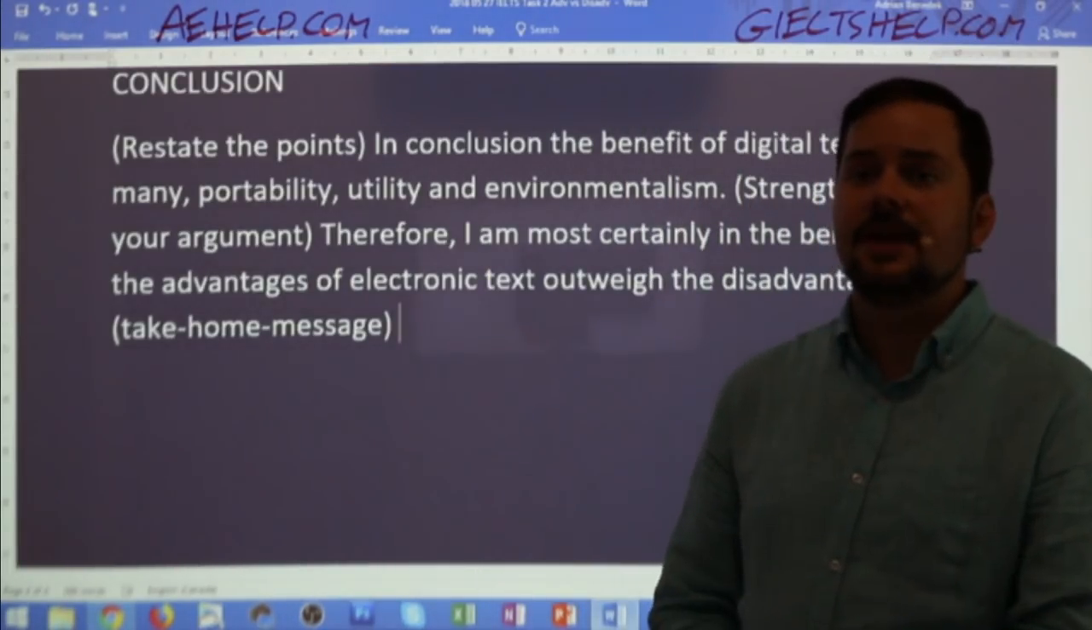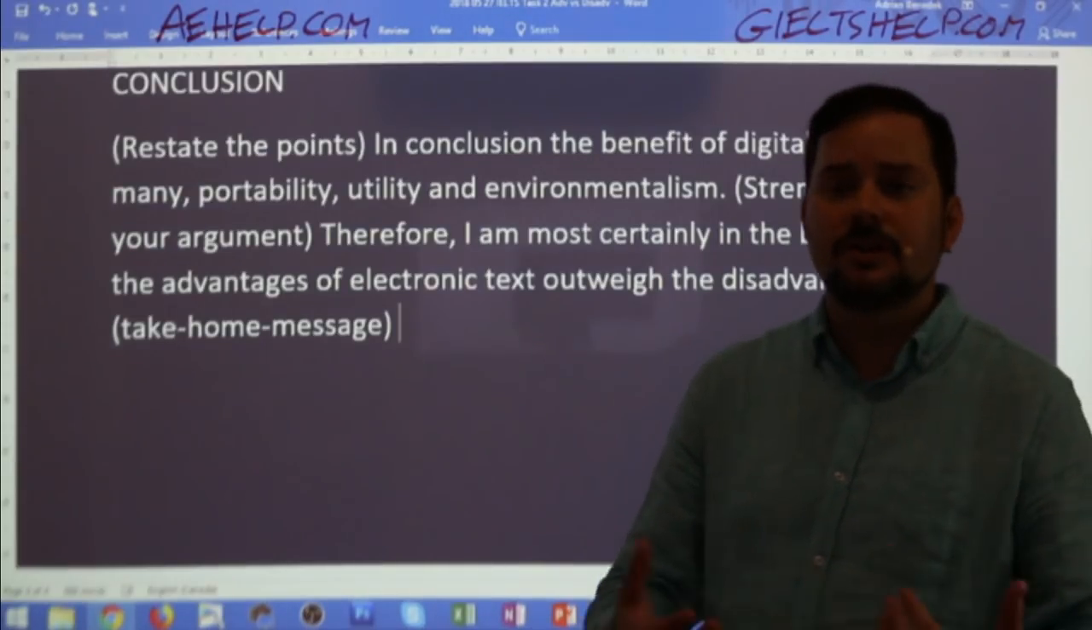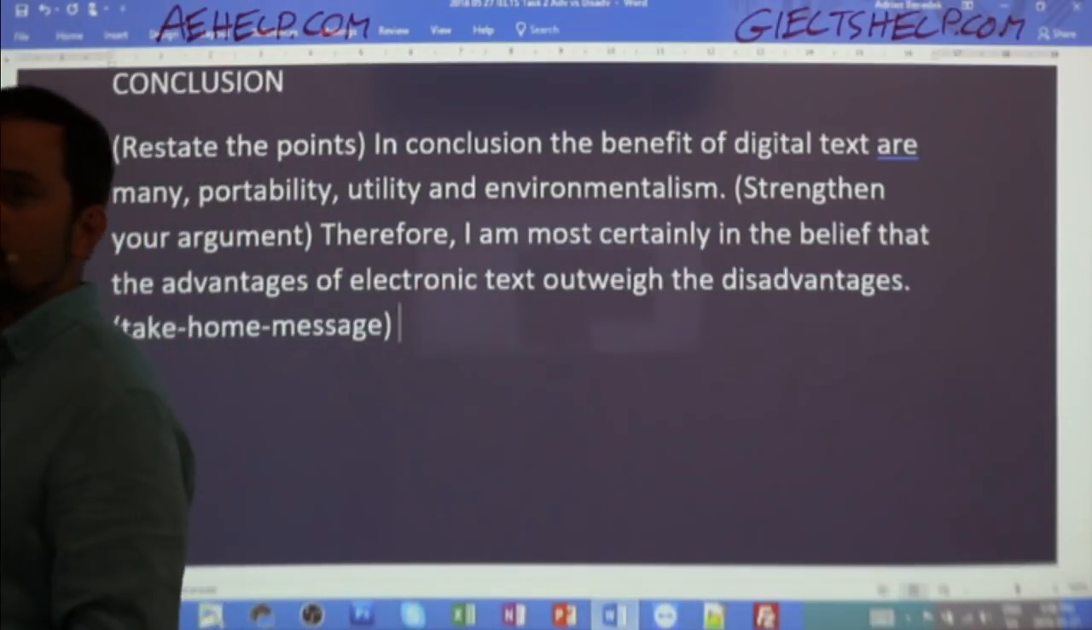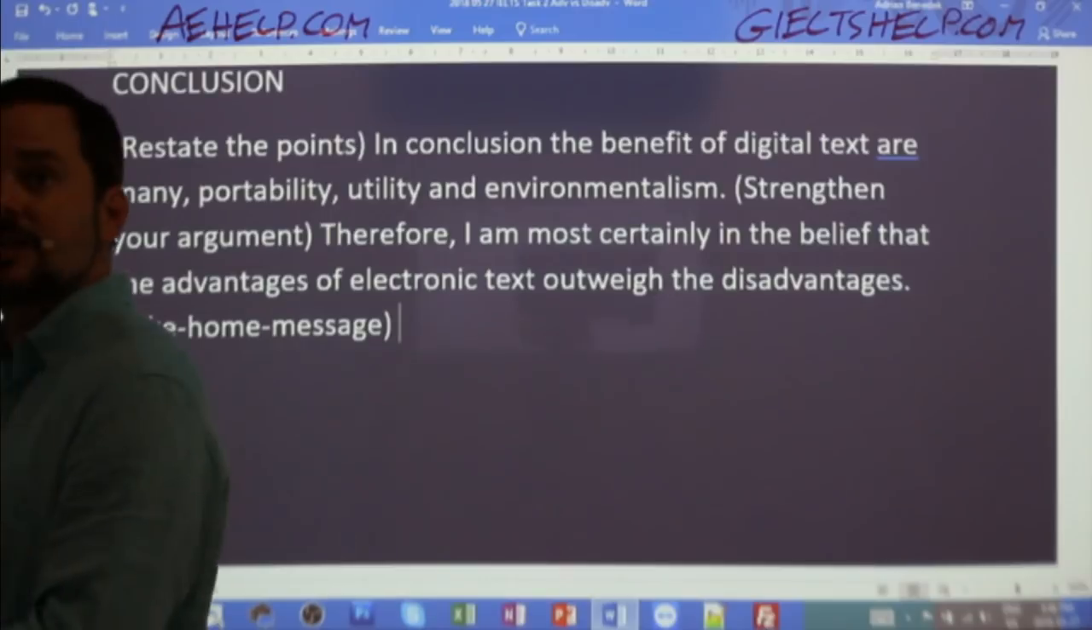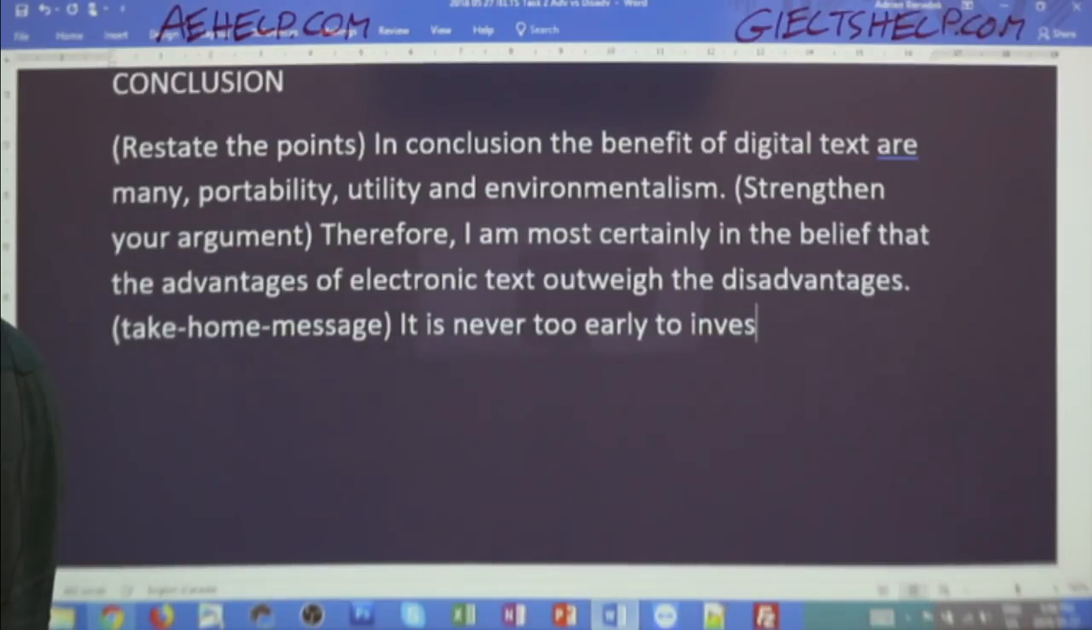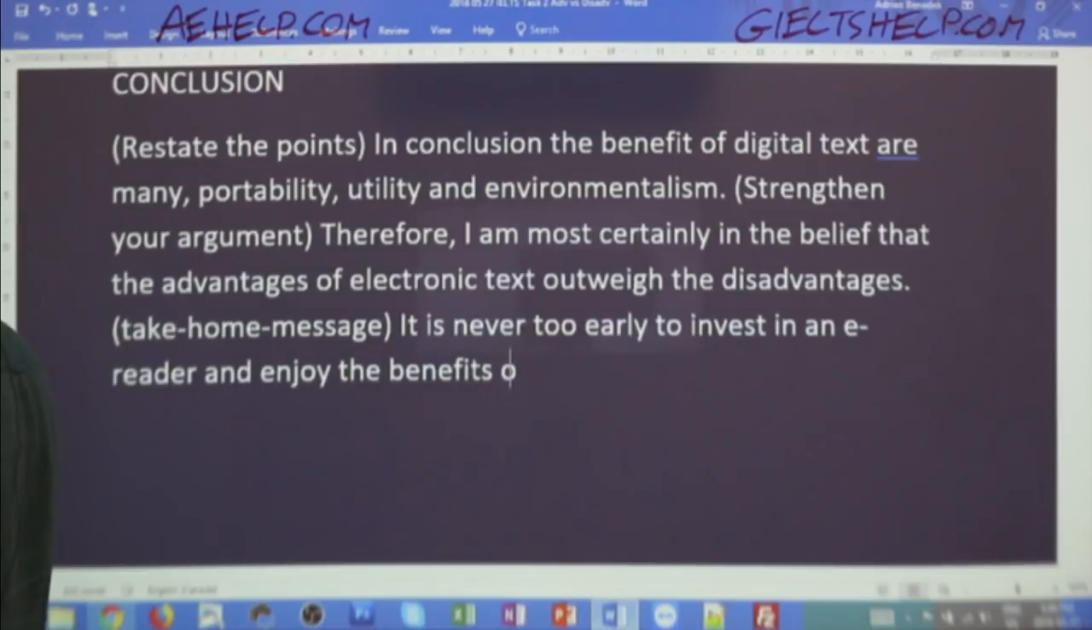Yeah, that's a good one, Tianzeni. It's no surprise that digital books will continue to increase in popularity. So that's another good one. I'll write another good one for you. So just so you see that there are lots of different good take-home messages that work. Here's another good take-home message. It is never too early to invest in an e-reader and enjoy the benefits of this technology.